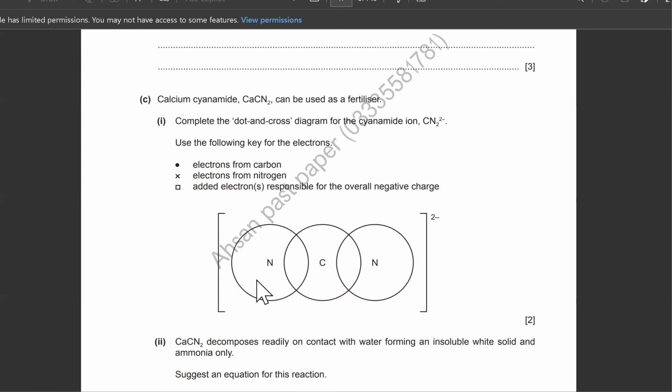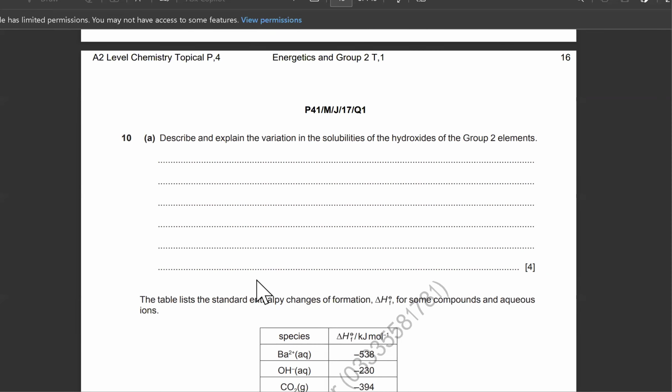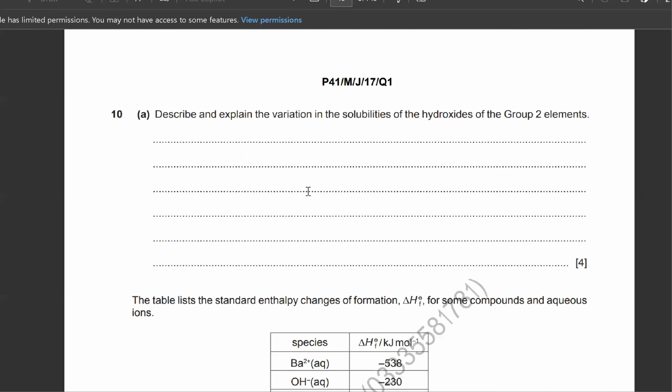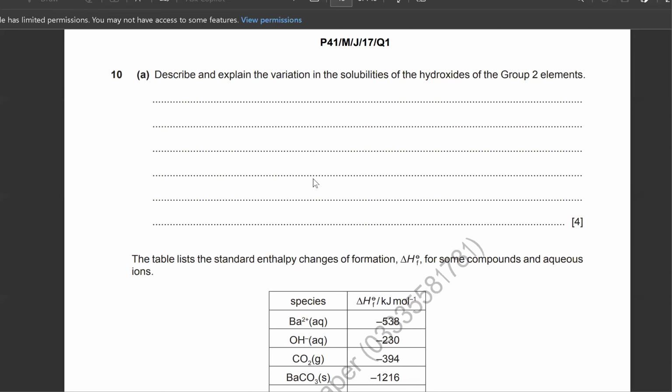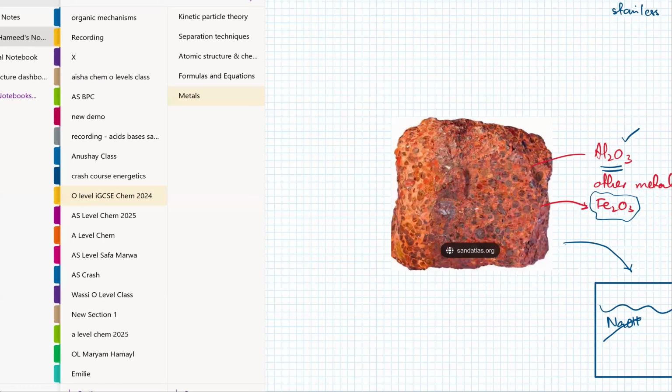Related to energetics, right? Just energetics. I'm not going to do decomposition questions. This is the same question we did earlier. We're going to try and do this question. It's similar to the one we did earlier, which was the solubility of hydroxides. We talked about solubility of hydroxides, and what was it about?